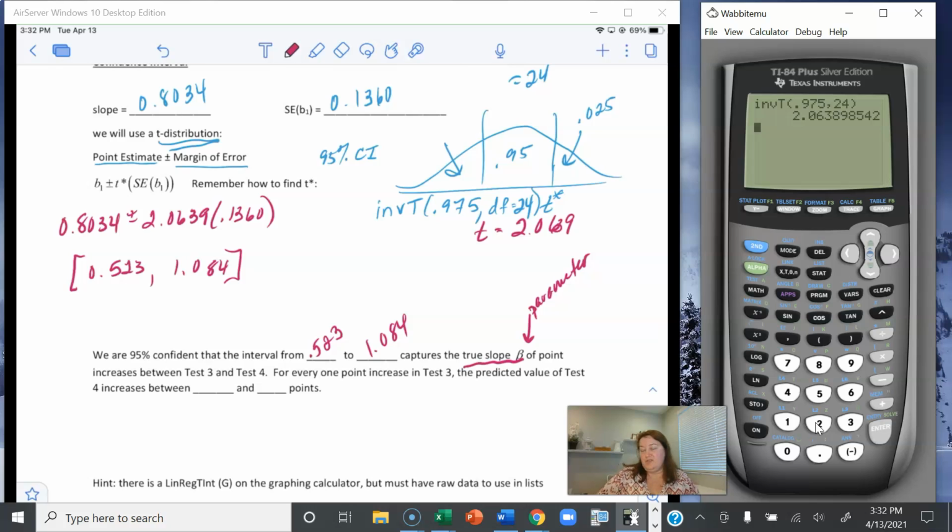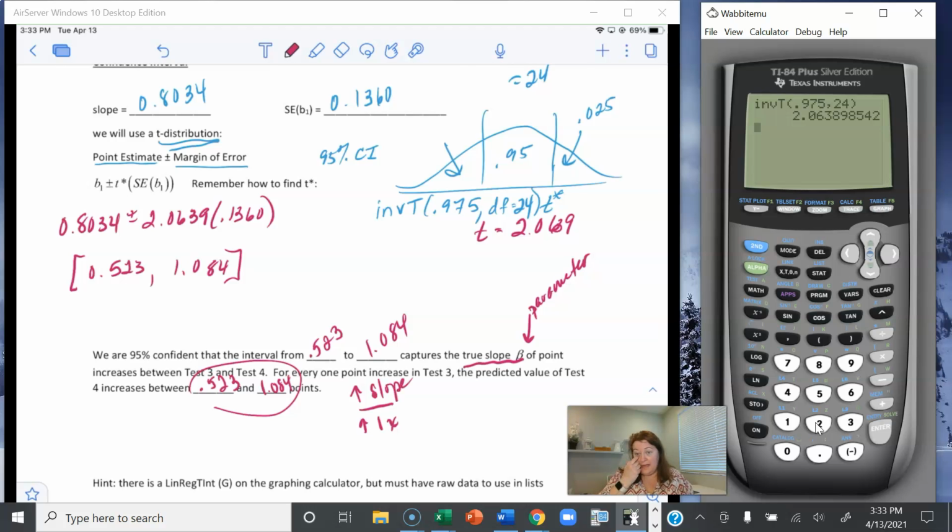Remember, we're back to confidence intervals. We're using our data sampling as a guess of what we think the true population looks like. And the population parameter here is slope. Describing the point increases between test 3 and 4, because we're describing slope, that means for every 1 point increase in test 3, the predicted value of test 4 increases between 0.523 and 1.084. Again, that idea being for every increase of 1 in x, this is our increase in y, or of the slope.